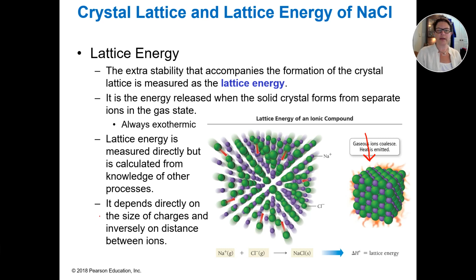So lattice energy, how high the lattice energy is, is dependent upon the charge of the metal and the distance or size between the nuclei of what it's bonded to.